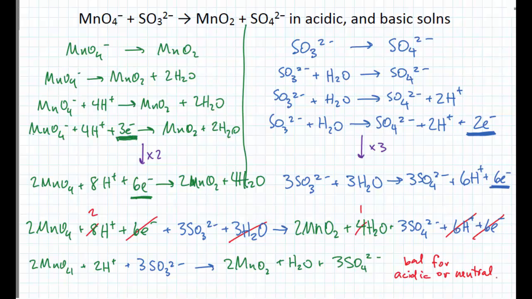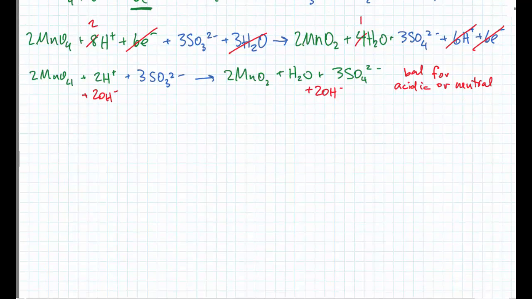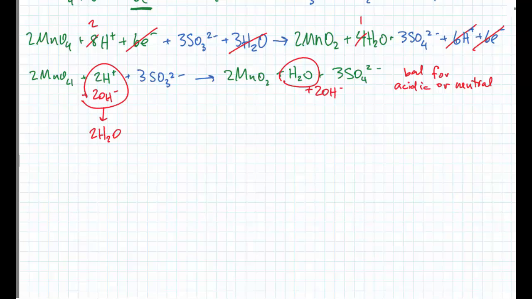What about basic solution? How many? Both sides? Over here, those become what? H2O's. And if we already have one H2O over there, what happens? One of them cancels.